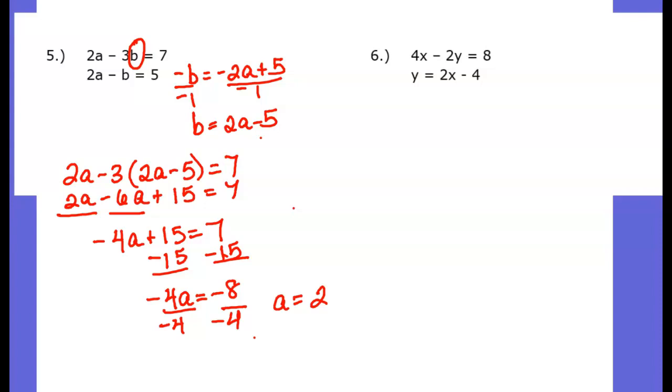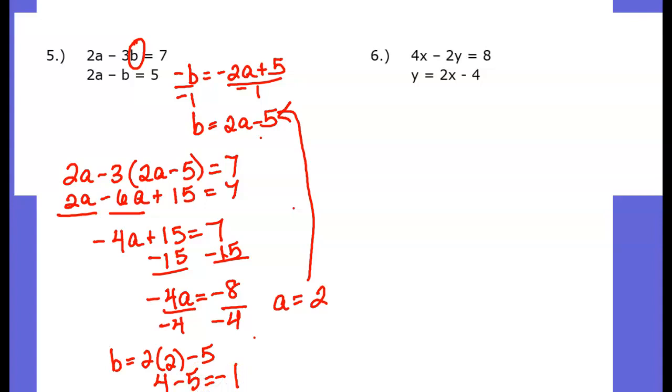Okay, so then I'm going to take the 2 and plug it back in to get the b. My b is going to be equal to 2 times 2 minus 5. 4 minus 5 is equal to -1.